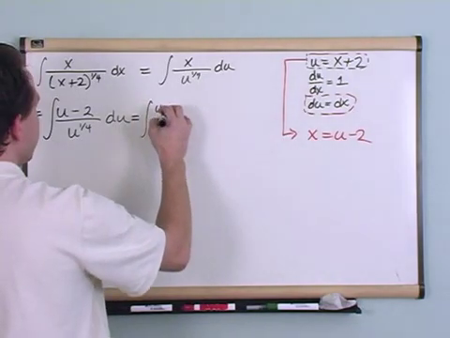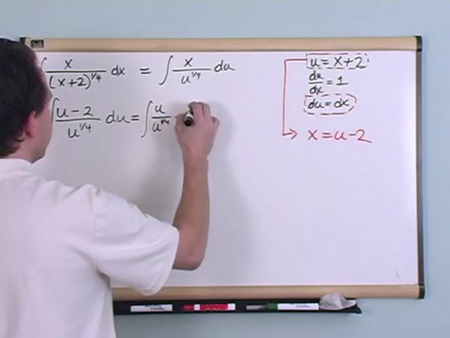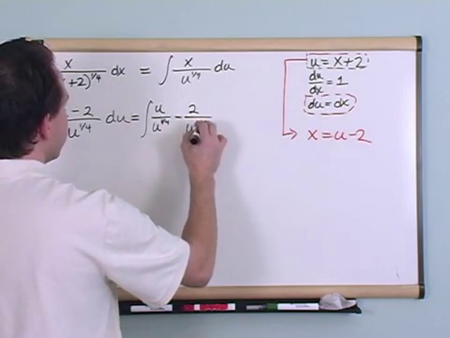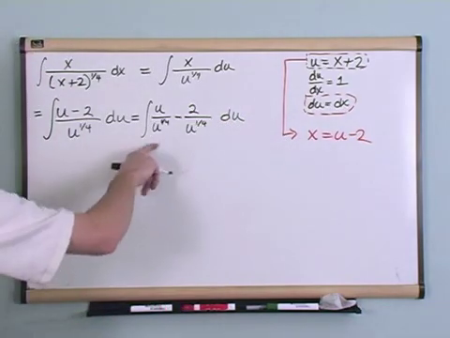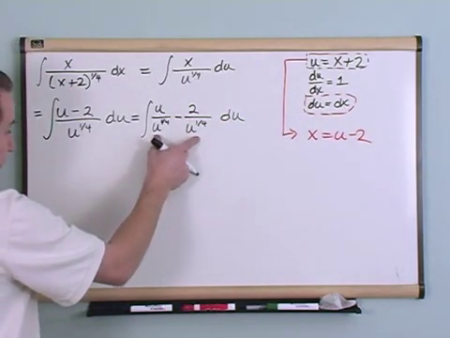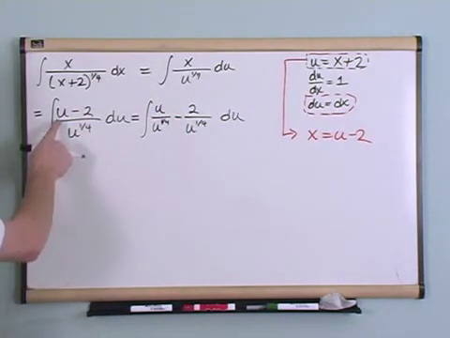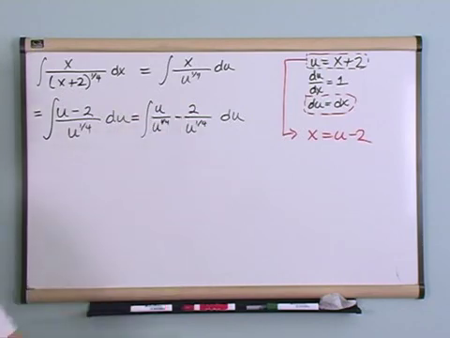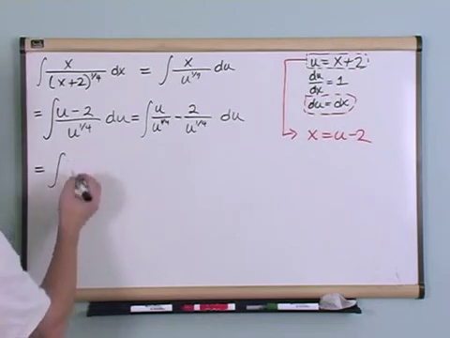This can be written as u over u to the 1/4 minus 2 over u to the 1/4, obviously all over du. You can convince yourself of that because this is two fractions with the same denominator. If you were to subtract them, the denominator would stay the same and the numerators would be subtracted. So all I did was split this fraction up into two fractions. And you say, well, that doesn't look so much easier to solve.